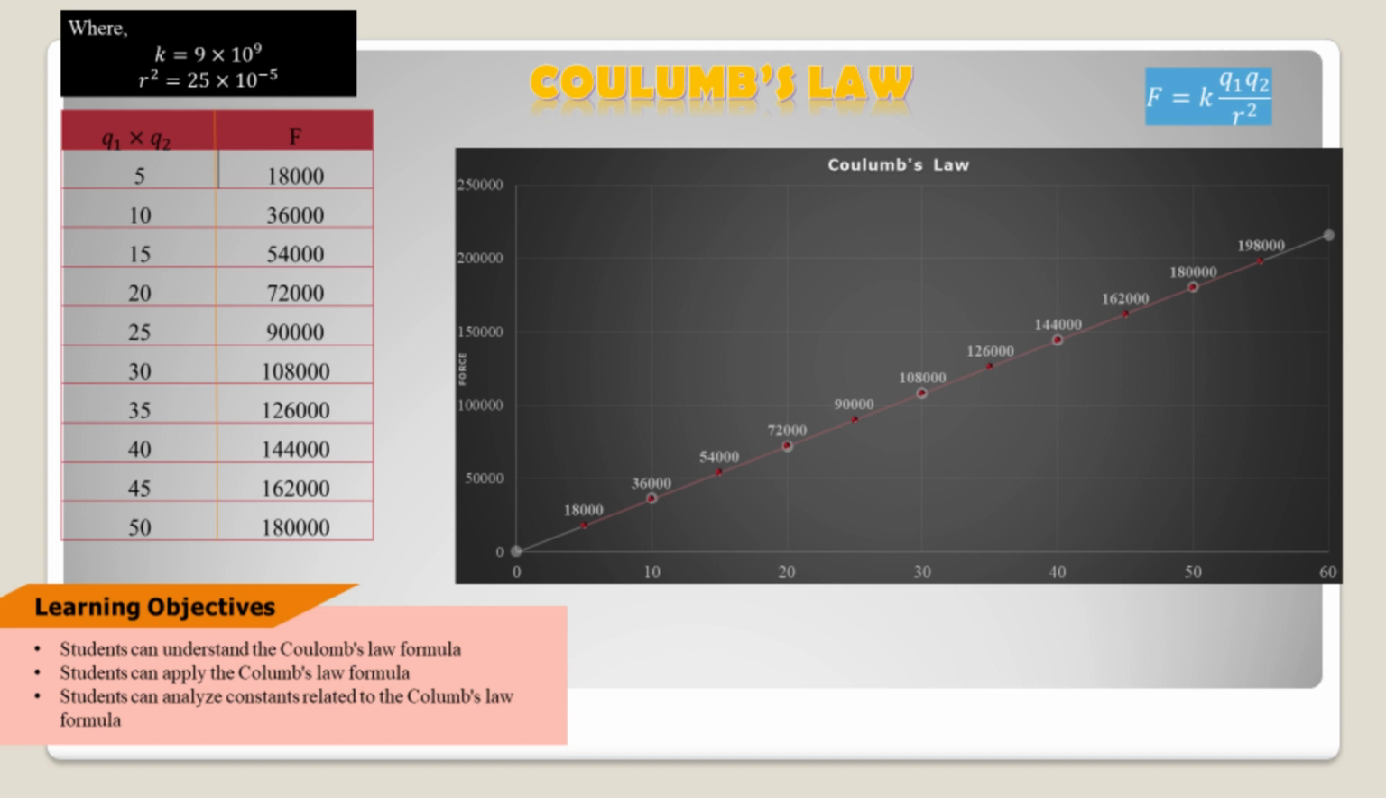From the graph of F and Q1 times Q2, we can see that the graph line is a sloping linear line with increasing values. The value increases gradually as the range increases.